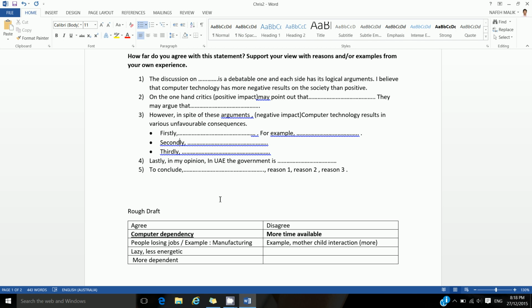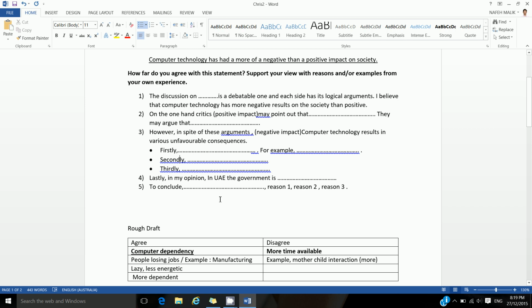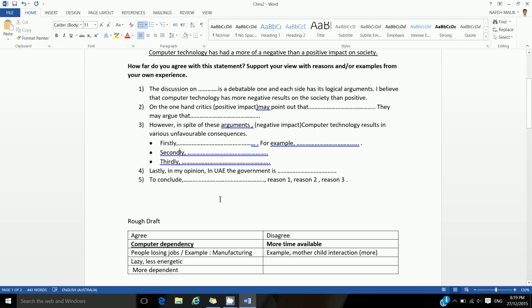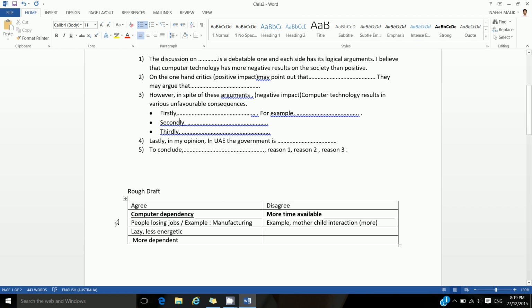In this rough draft, I have agree and disagree. So when we agree with the topic that computer technology has more of a negative than a positive impact, I agree that it has more negative impact. Okay, what is the main point? That is my topic sentence. What would it be? It would be computer dependency. Computer makes you more dependent.